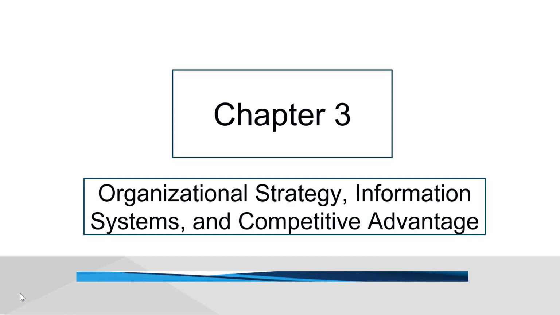Welcome to Chapter 3. In this chapter, we'll take a look at how strategy determines decisions about everything, including information systems. The goal of this chapter is to help us know how important it is to understand our employer's competitive strategy and to pay attention to that strategy in everything we do.